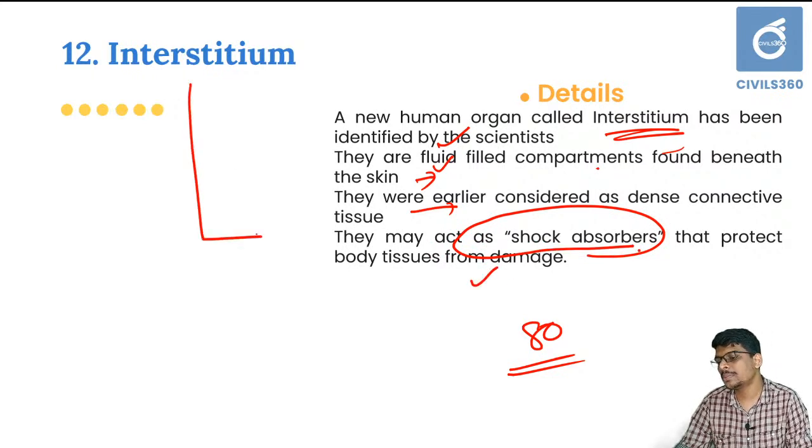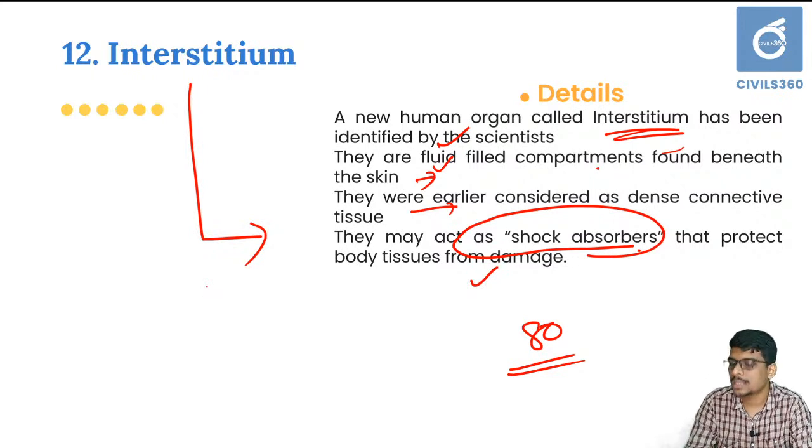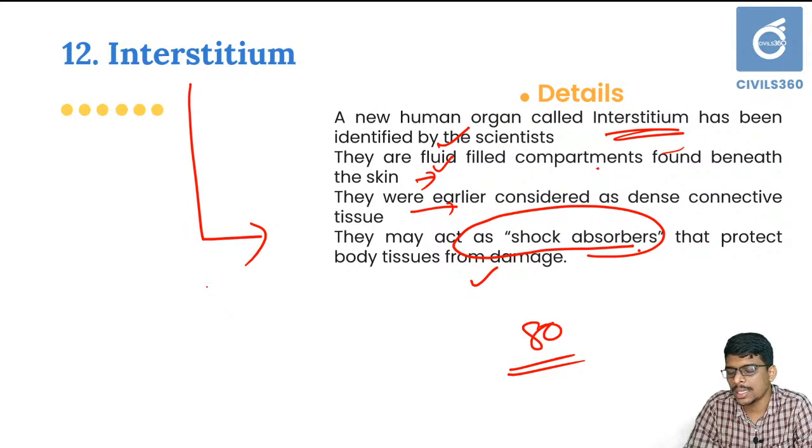That is, interstitium is below the skin, acting as a shock absorber, protecting body tissues from damage. It is a newly identified human organ in the human body. Okay, I think it is the 80th human organ in the body. Okay, that is interstitium. Most probably there can be a question on what do you mean by interstitium. So just understand what it is and where it is located. That is it. There is no other need for the same.